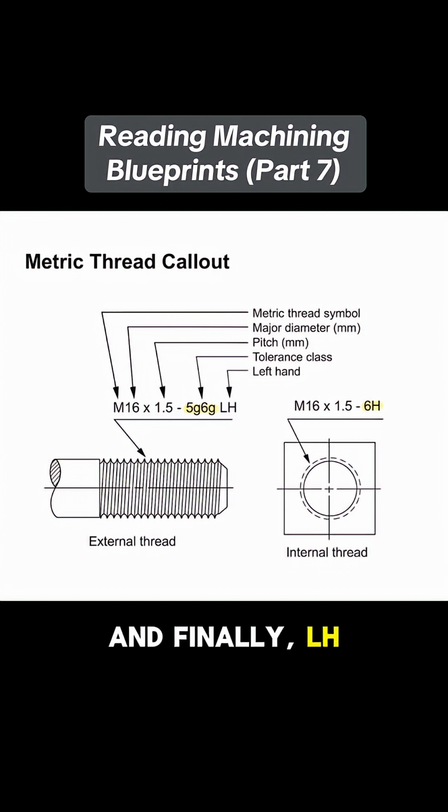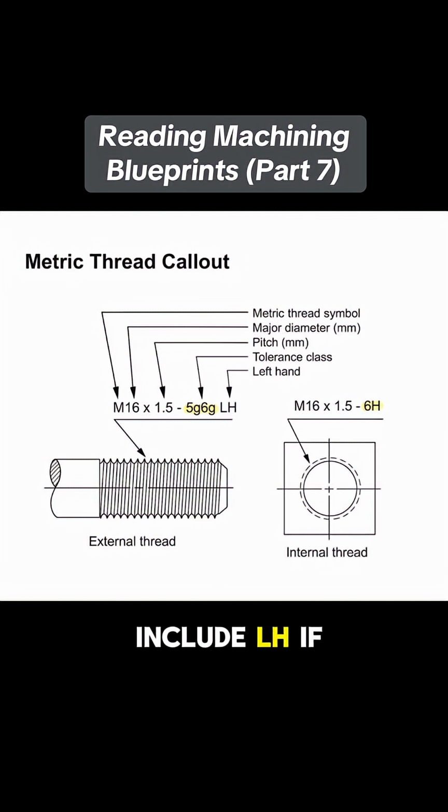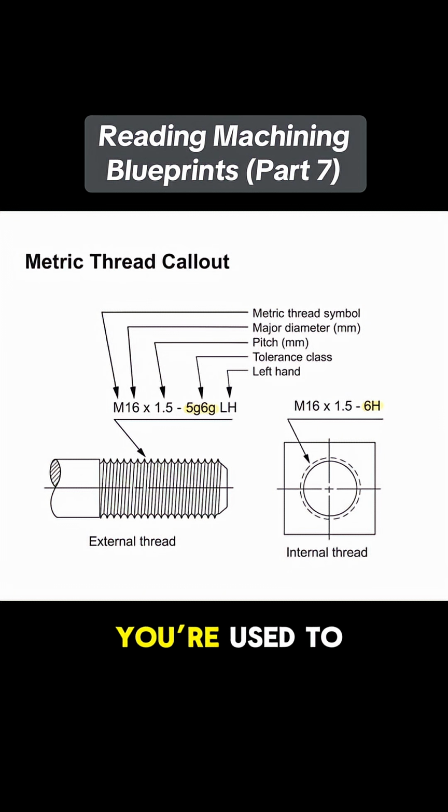And finally, LH stands for left-hand thread. Most threads are right-hand by default, tighten clockwise. So you only include LH if you want it to tighten counterclockwise. Metric callouts might look weird if you're used to the imperial system, but they actually give you a lot of detailed info once you know how to read them.